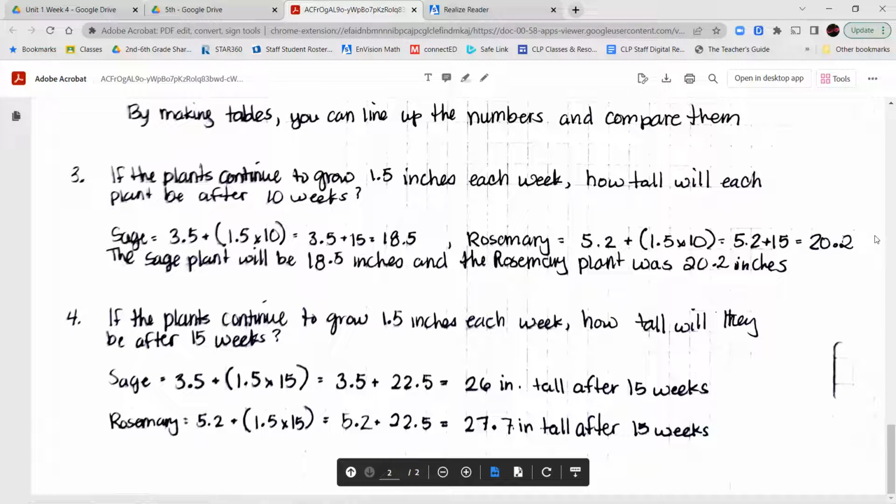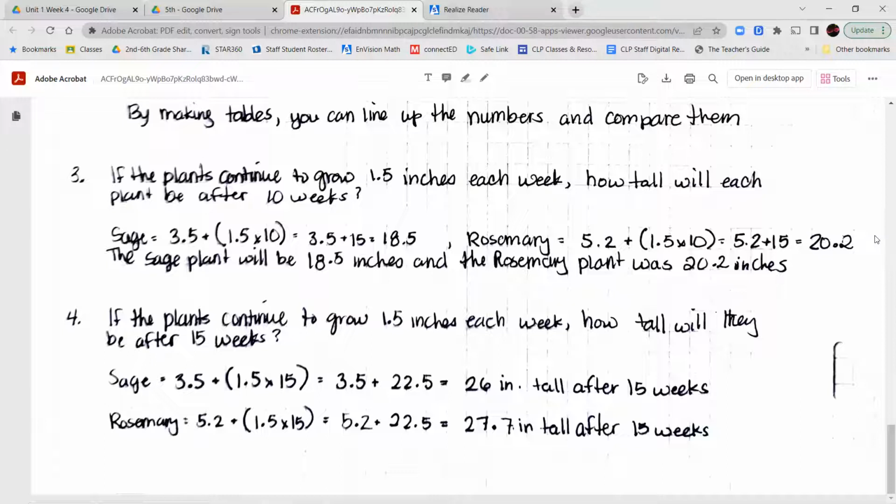So the sage plant will be 18.5 inches, and the rosemary plant will be 20 2/10 inches by the end of 10 weeks. And number 4 says, if the plants continue to grow 1.5 inches each week, how tall will they be after 15 weeks?